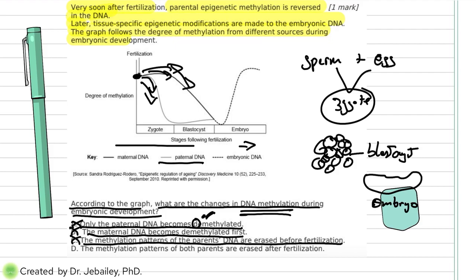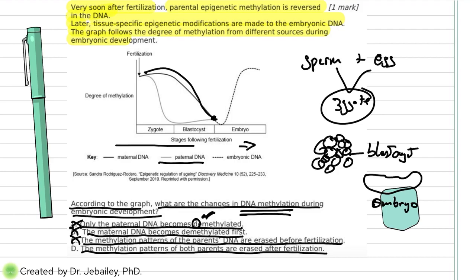Obviously, we're only left with D, but we have to read it to make sure: the methylation patterns of both parents are erased after fertilization. That is true. If you look at the graph, they both eventually get erased right about here as they reach the point of embryo. So the answer is D.